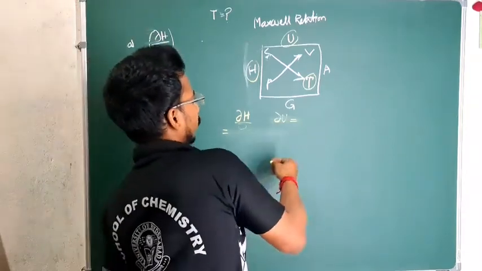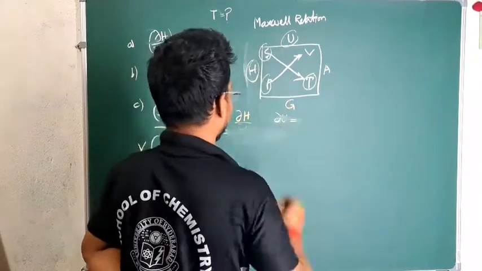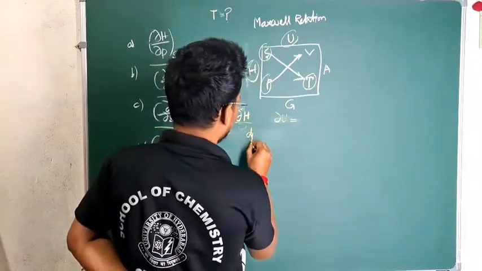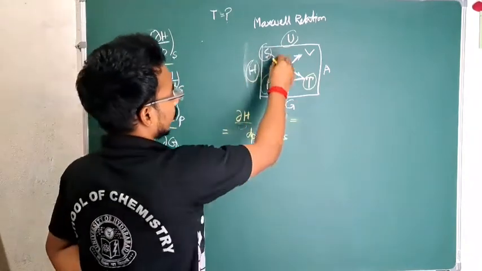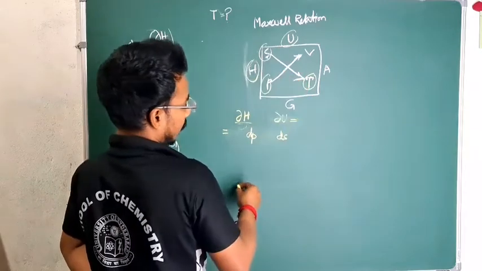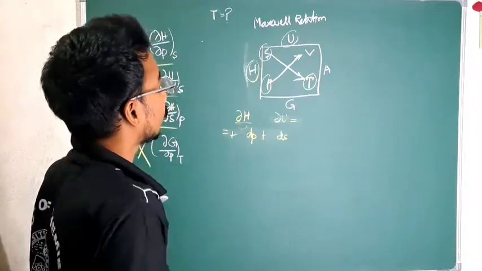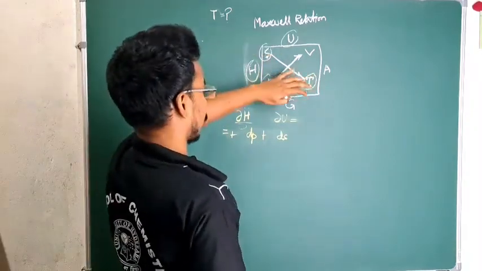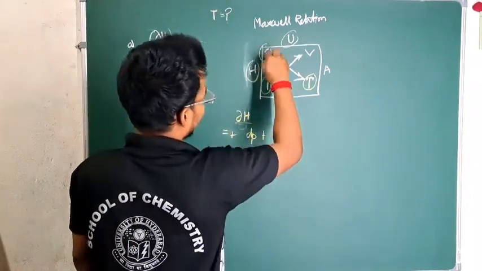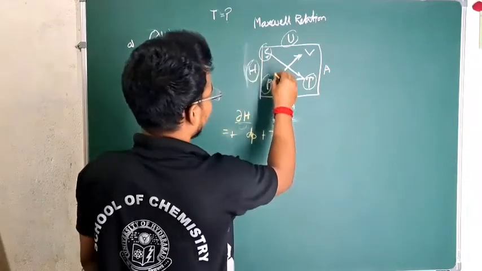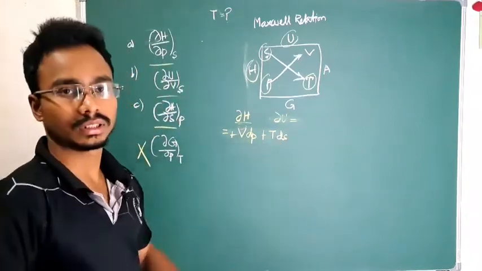So how can we write delta H? For delta H, S and P are present, so there will be dP and dS. As the arrow is going from S to T, there will be a positive sign in both. Why positive signs? Because the arrow is going from it. If it is coming to it, then it will be a negative sign. Along with dS, T is present, so TdS, and along with P, V is present, so VdP plus TdS, and both will be plus sign. I think you got it.